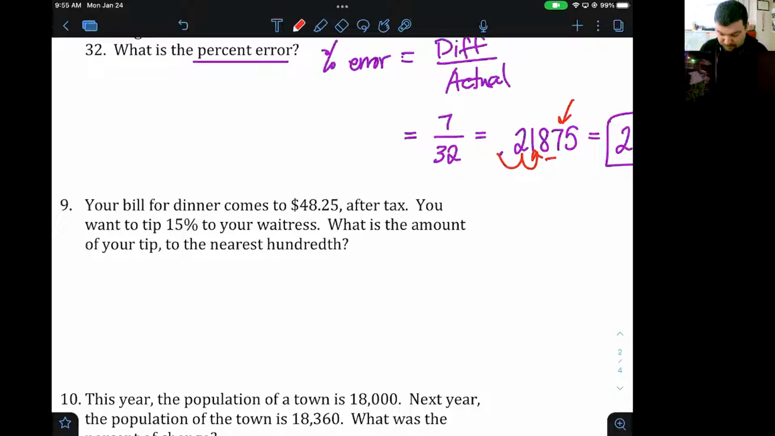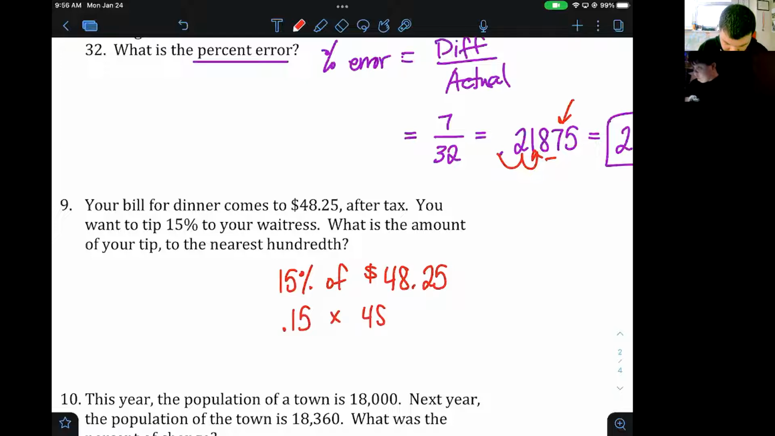If you want to tip 15%, we just need to find out what 15% of your bill is. Okay, not 115%. This isn't a markup, and it's definitely not a discount. I just want to know what 15% of my meal is. And so I'm going to do 0.15 times 48.25. And that is $7, and it says $23.75. There are the lights again.